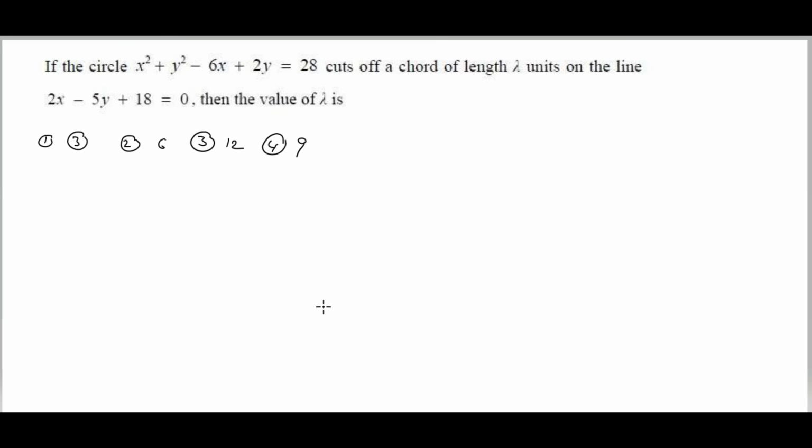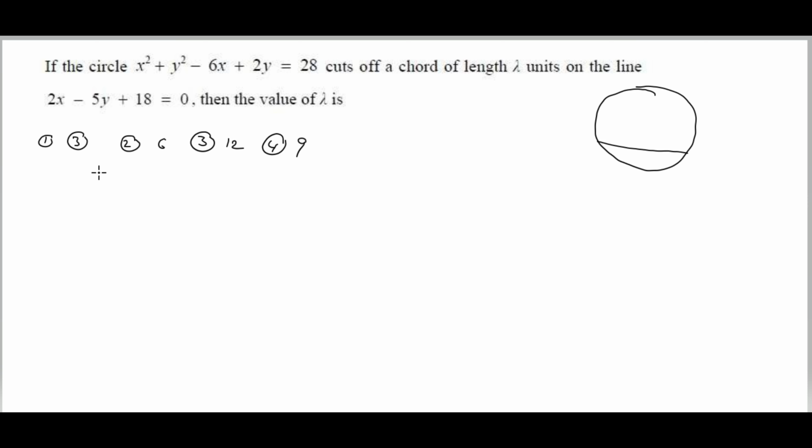The circle x square plus y square minus 6x plus 2y is equal to 28 cuts off a chord of length lambda units on the line 2x minus 5y plus 18 is equal to 0. Then the value of lambda. Here the circle is given, this is the circle, and cutting the chord, this is 2x minus 5y plus 18 is equal to 0.